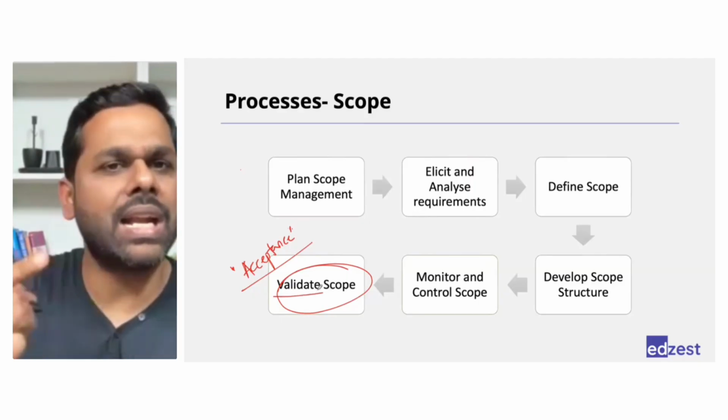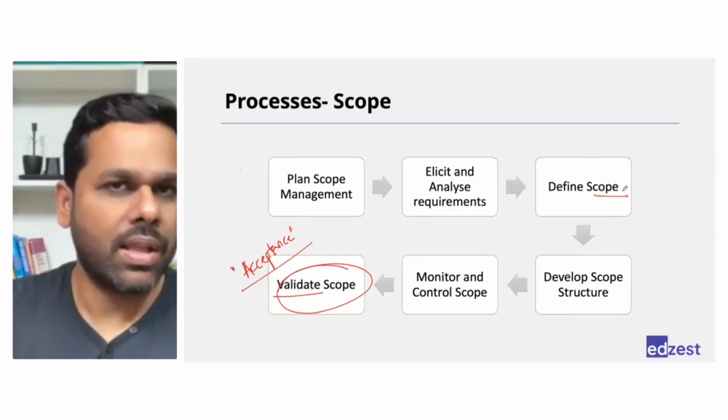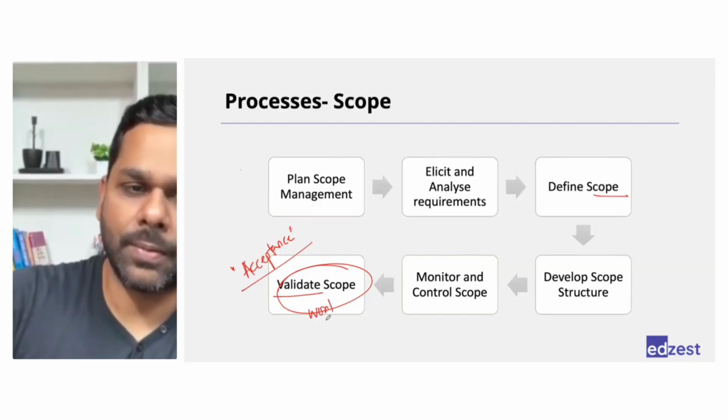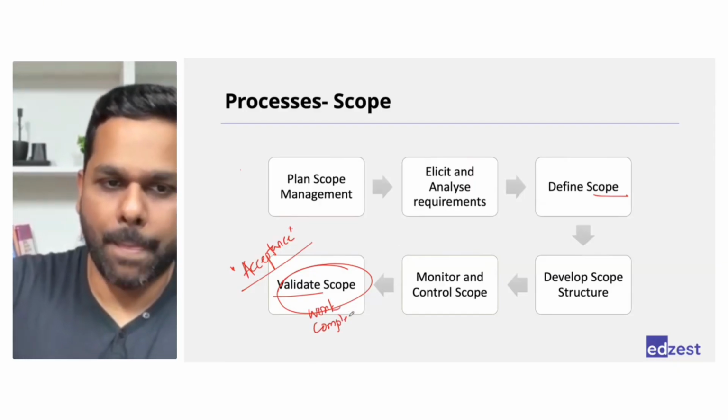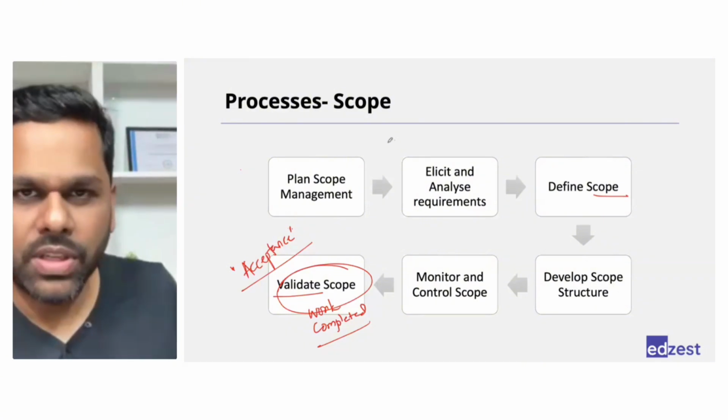Right? And the reason I highlighted it is because sometimes we may get confused that I'm validating my scope statement. I'm not validating the document. I'm validating the work that I have completed. Okay, that's what validate is. Does that answer the question, Bernard?